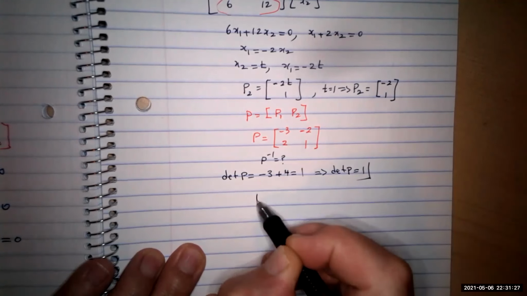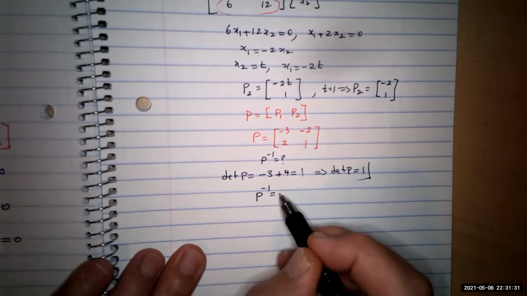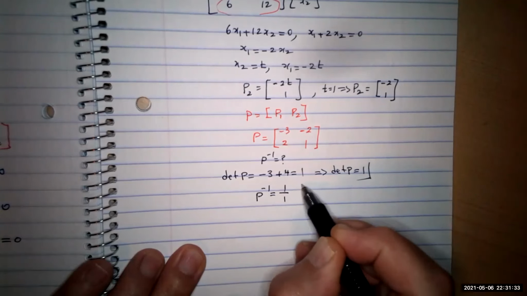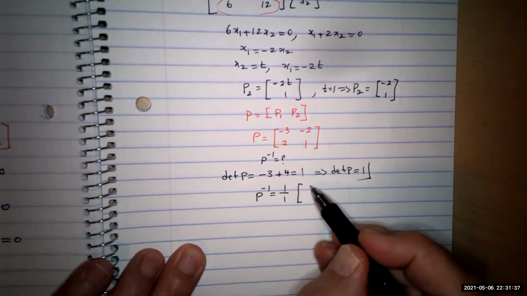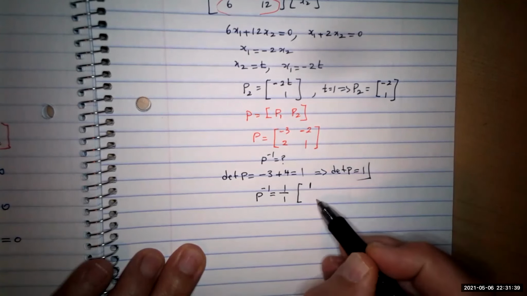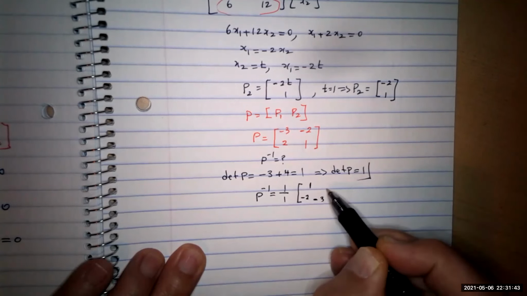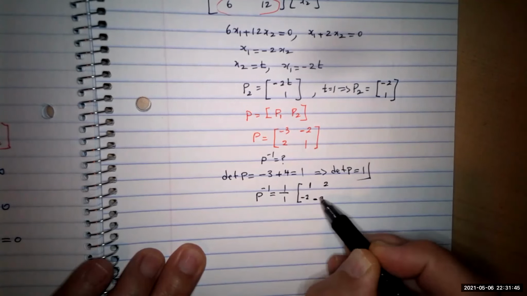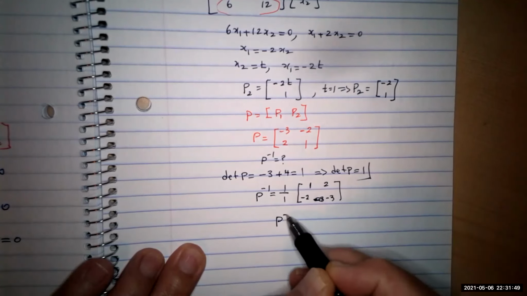And we can find P inverse quickly. P inverse is going to be 1 over the determinant of P, which is 1 over 1. And you know that you switch these diagonals, so it's going to be 1 and then -3, and just change the signs, -2 and positive 2. Okay, so this is going to be P inverse.